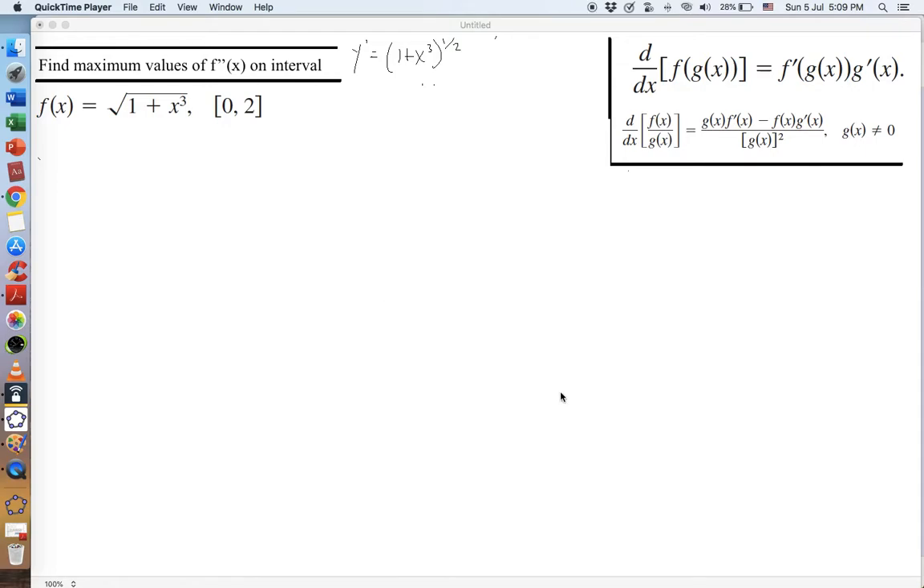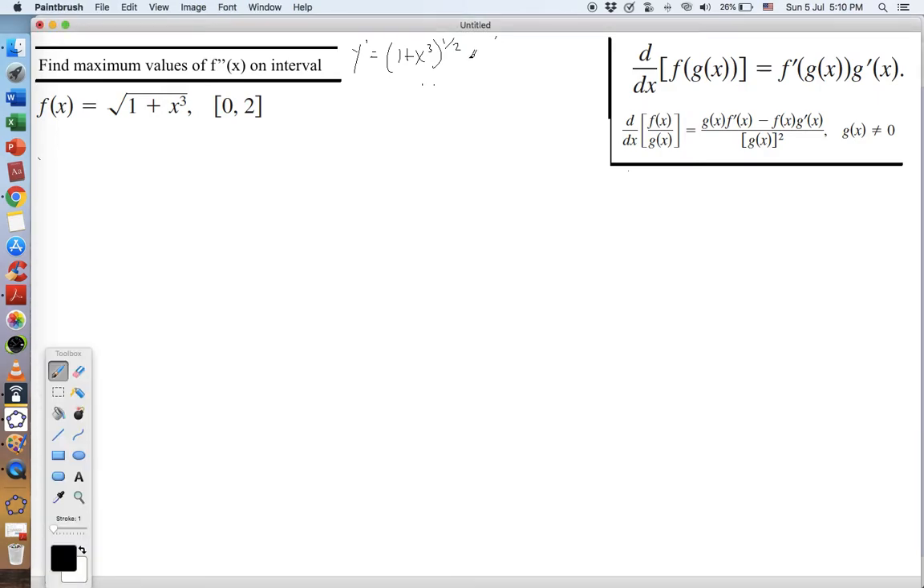Hello, in this video we are going to find the maximum value of this function on an interval in the second derivative. And so remember, the first derivative is the slope and the second derivative is the slope of the slope, and the third derivative is the slope of the slope of the slope. And so in order to find the maximum on the second derivative, we need to find that point where the slope is equal to 0.